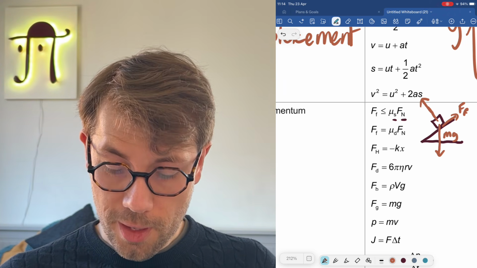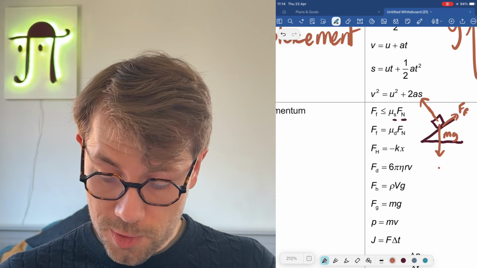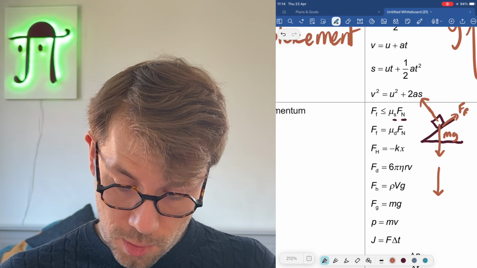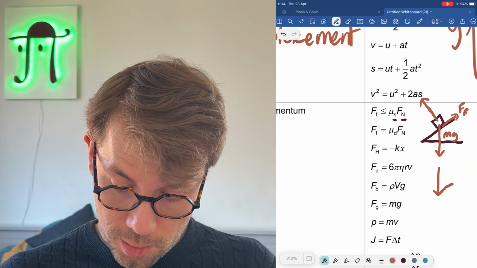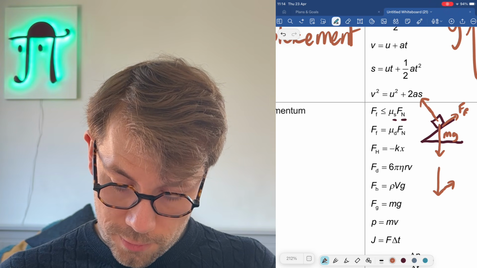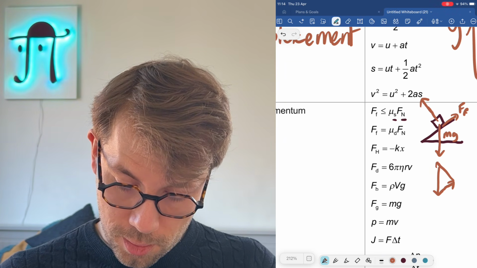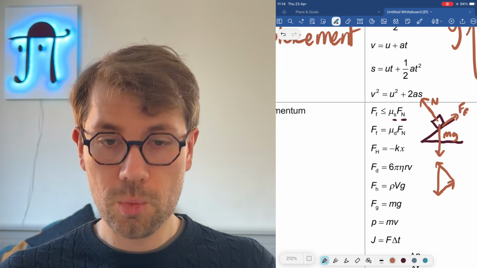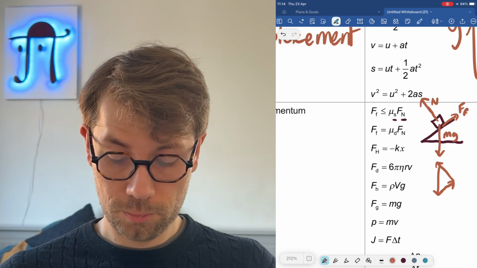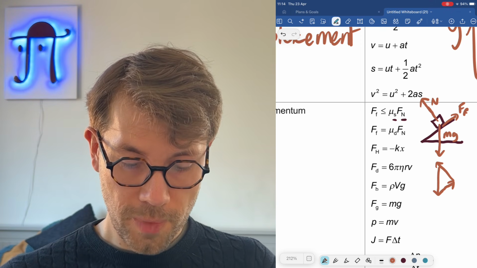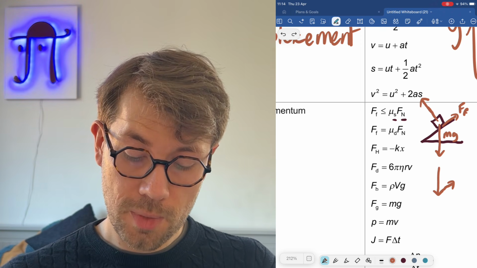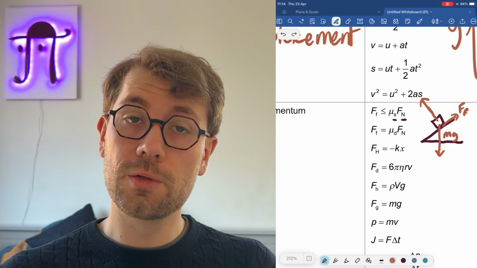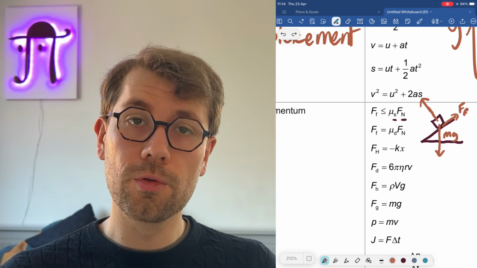And that's because if I redrew those arrows, tip to tail, so I'll draw my weight, about the same size, followed by my frictional force, followed by my normal, then they should all make a complete triangle. And this is because the forces are balanced. If they didn't make a complete triangle, then I'd be left with a resultant force. That's the sum of all the forces.